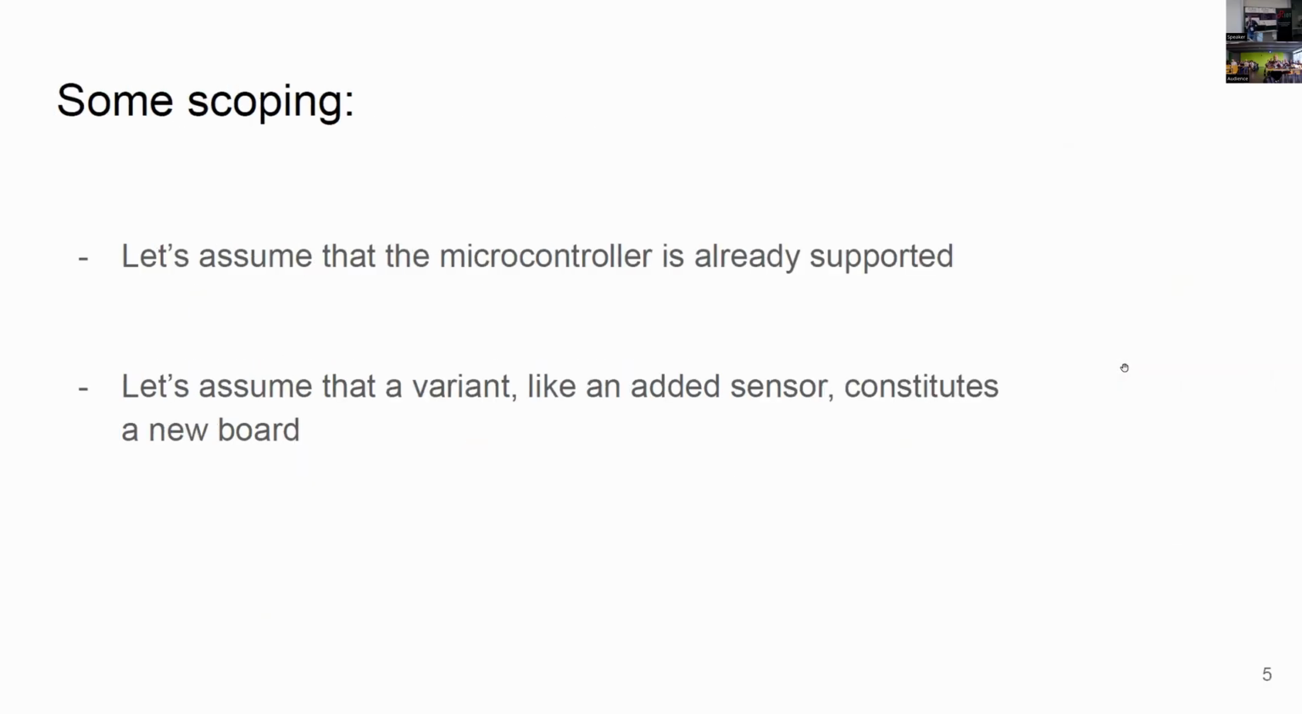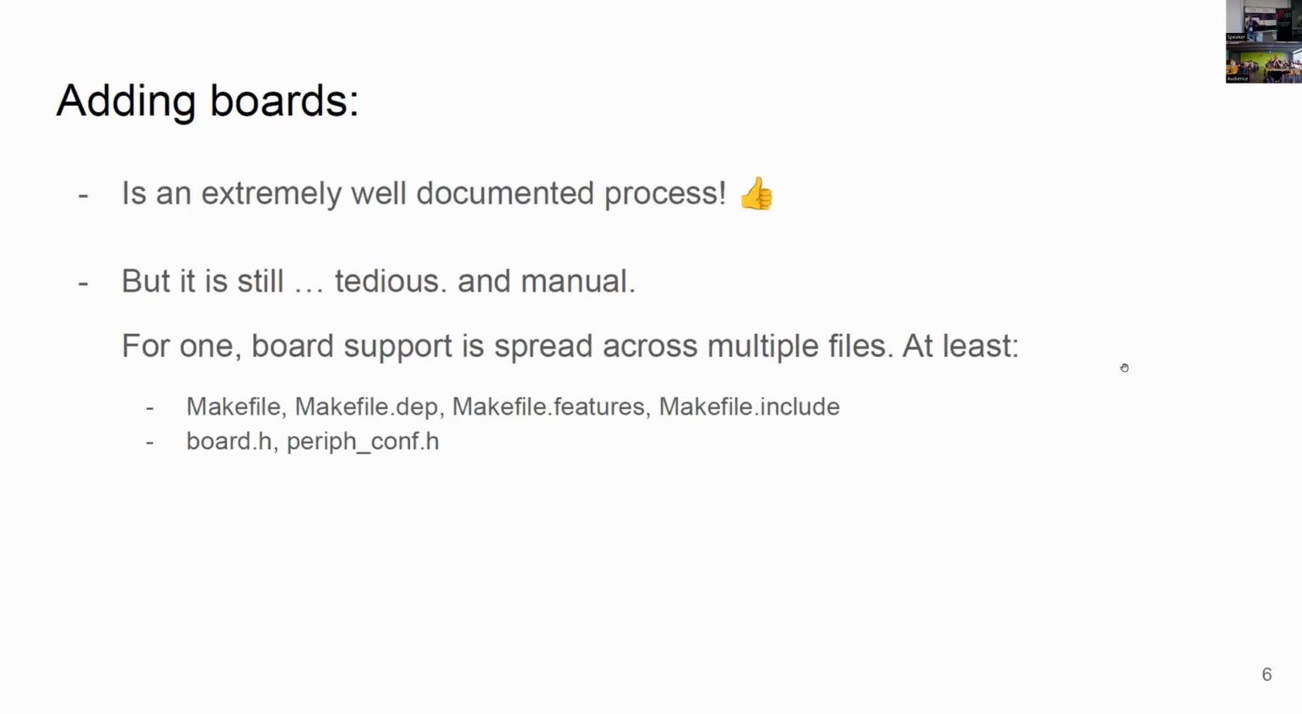Some scoping: I'm talking about the board definitions, not about the microcontroller support. Let's assume that is already there for the board. And as said, adding a sensor, for me, means there's basically a new board. All right, adding boards is actually very well documented in RIOT. Thumbs up for that. I looked at flowcharts and pages of documentation examples. It is actually a doable project, even for an outsider. But it is tedious and pretty manual.